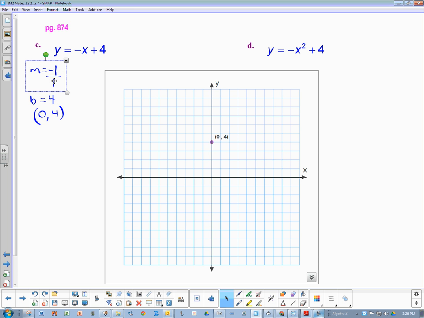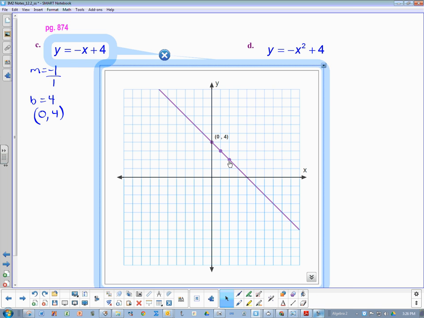Okay, keep that in mind for a moment. Down 1, right 1. So we're going to go down 1, right 1. And then down 1, right 1. We've got that line. Let's go ahead and attach these. You can just take out a ruler and draw through, but there's your line. Let's put arrows on the ends.